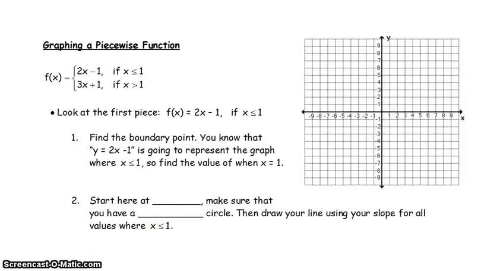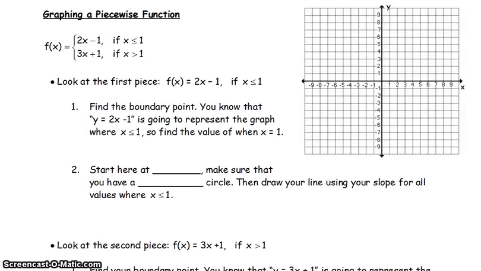So now, beyond evaluating a piecewise function, we're going to graph a piecewise function. So we still have those same two equations, 2x minus 1 and 3x plus 1. For our certain bounds, we are going to look at the first piece, 2x minus 1. So right now we are concentrating on the first equation in our piecewise function. Find the boundary point. You know that y equals 2x minus 1 is going to represent the graph where x is less than or equal to 1.